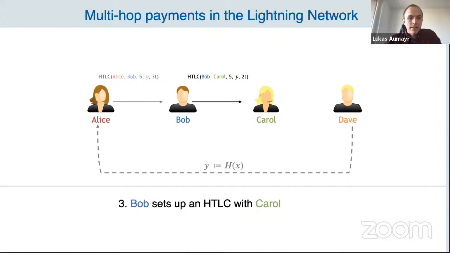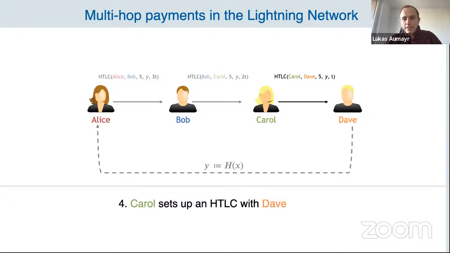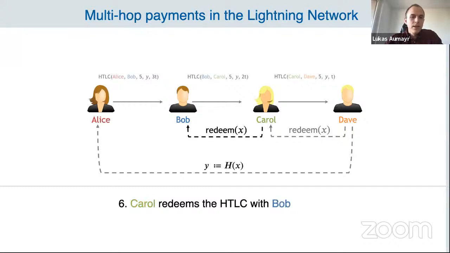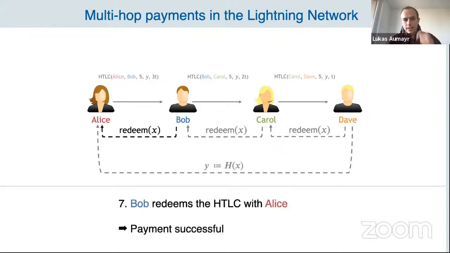Now, Bob will go ahead and also set up an HTLC with Carol, and Carol will set up an HTLC with Dave. Now, of course, Dave knows the pre-image X, so he can redeem the HTLC with Carol by revealing X and thereby claiming the 5 coins that are locked in the HTLC. By doing this, Carol will also know the pre-image X, and she can go ahead and redeem the coins that are locked in the HTLC with Bob, and Bob can do the same with Alice. And now the payment is successful.